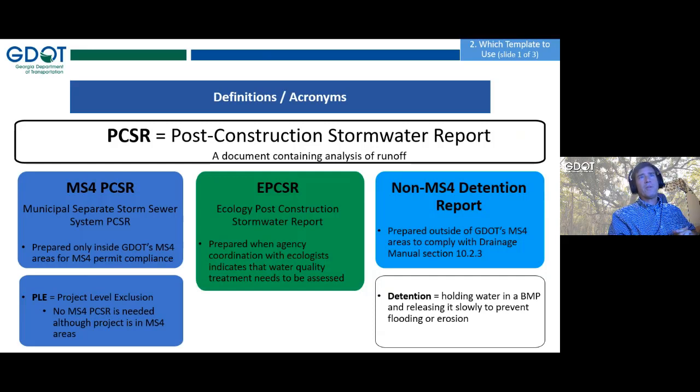The last type of report is a non-MS4 detention report. It is prepared on projects that are outside of GDOT's MS4 permit and is prepared to comply with GDOT's drainage manual, section 10.2.3, which contains the detention policy. Detention is just holding water in a BMP and releasing it slowly to prevent flooding or erosion. Next slide, please.